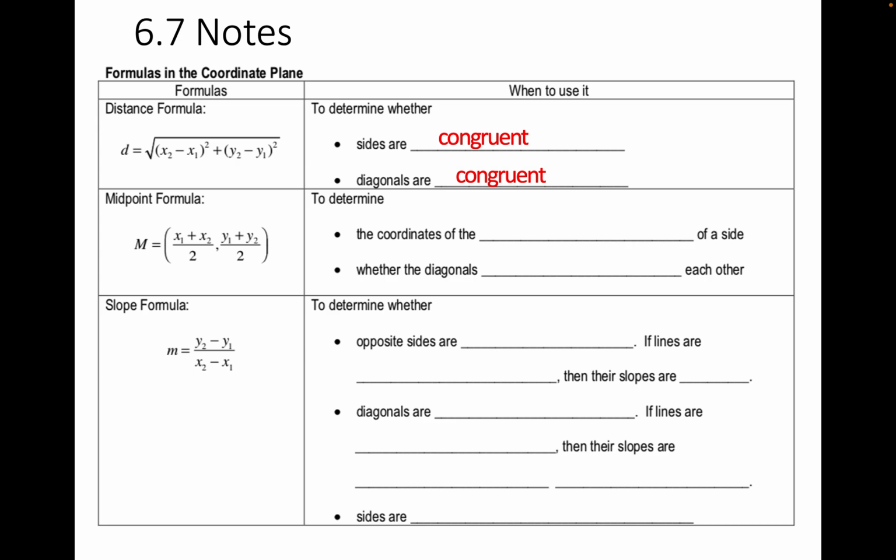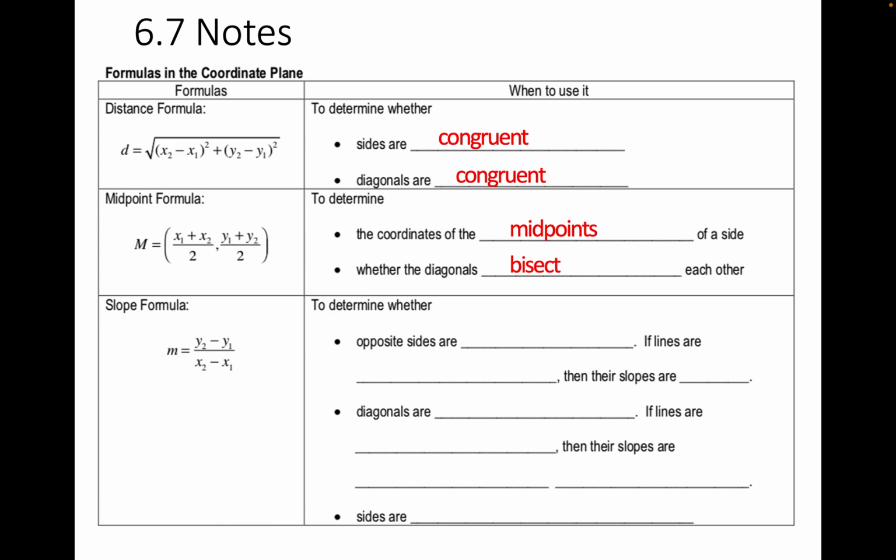You can also use the midpoint formula to determine the coordinates of the midpoint of a side, or you could determine whether diagonals bisect each other, because again, for all parallelograms, the diagonals bisect each other. So if you can find the midpoint, and that midpoint is where they actually meet, then by definition they bisect each other, so it must be a parallelogram.